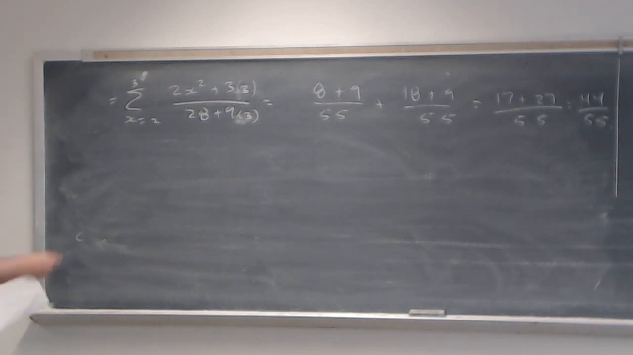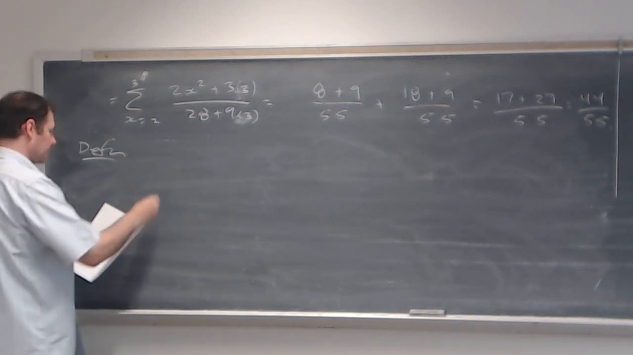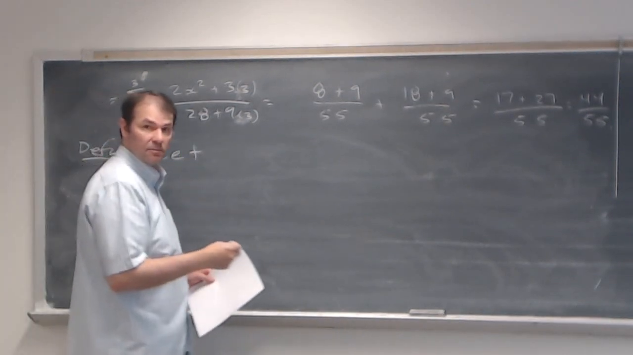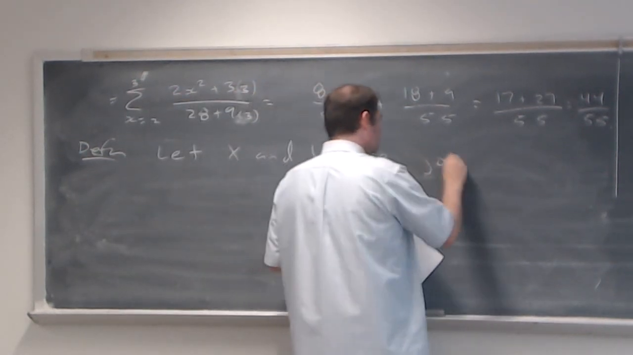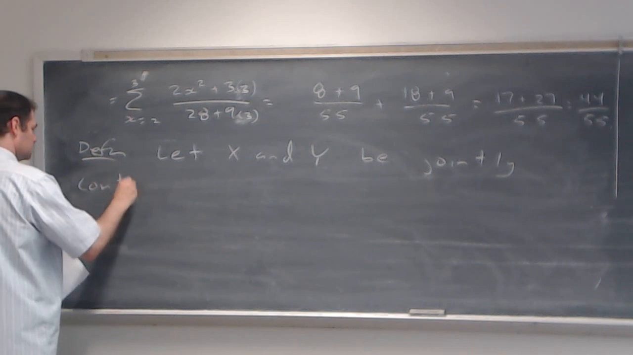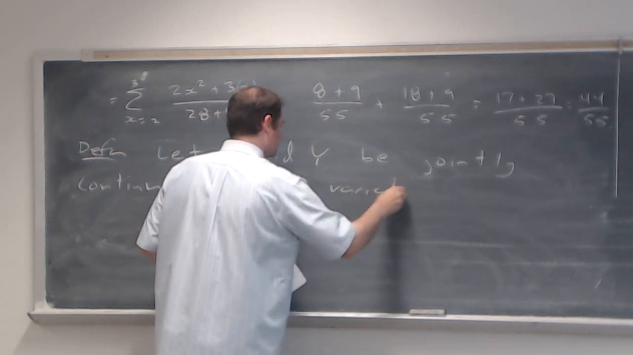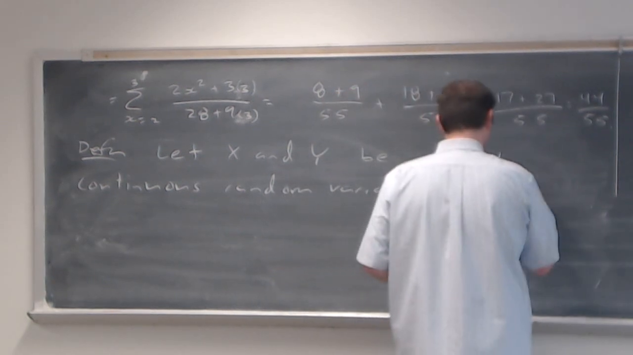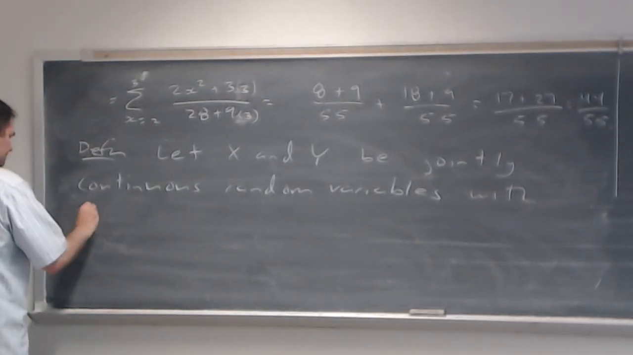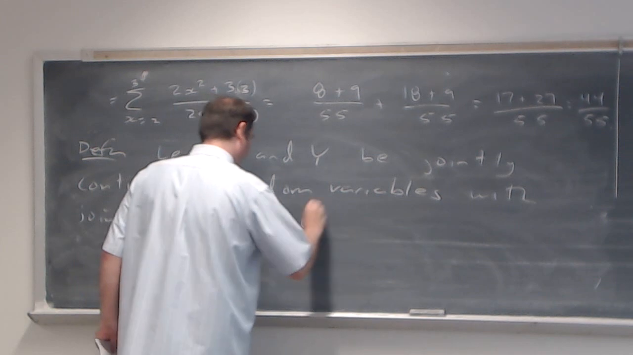The next thing I want to do is give a definition. So here, we're going to let x and y, instead of being discrete, be jointly continuous. So let x and y be jointly continuous random variables with joint PDF, probability density function, f of x comma y.